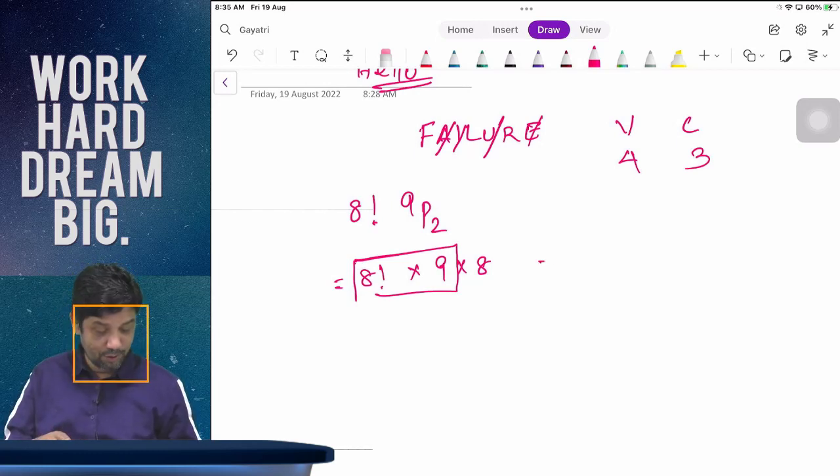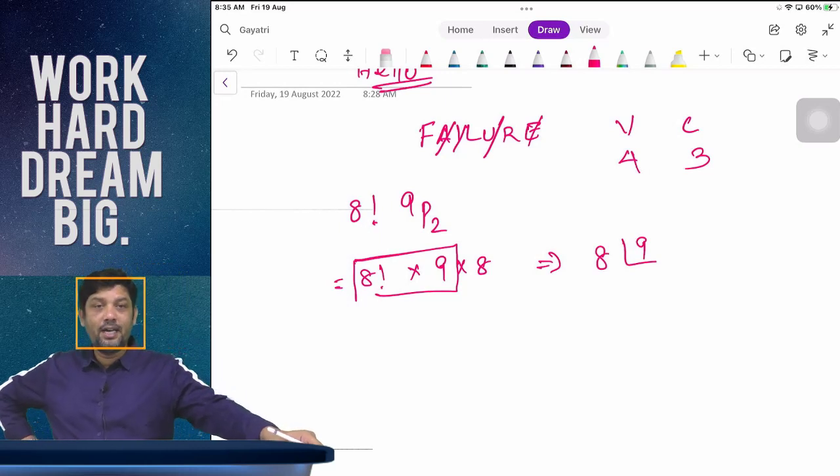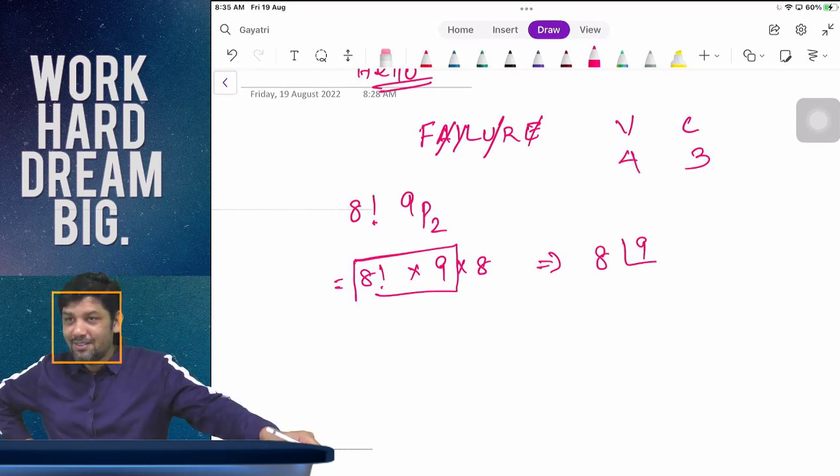Very good, 9 factorial. So what exactly is the answer? Sir, 8 into 9 factorial, sir. Am I right? Is this option given?